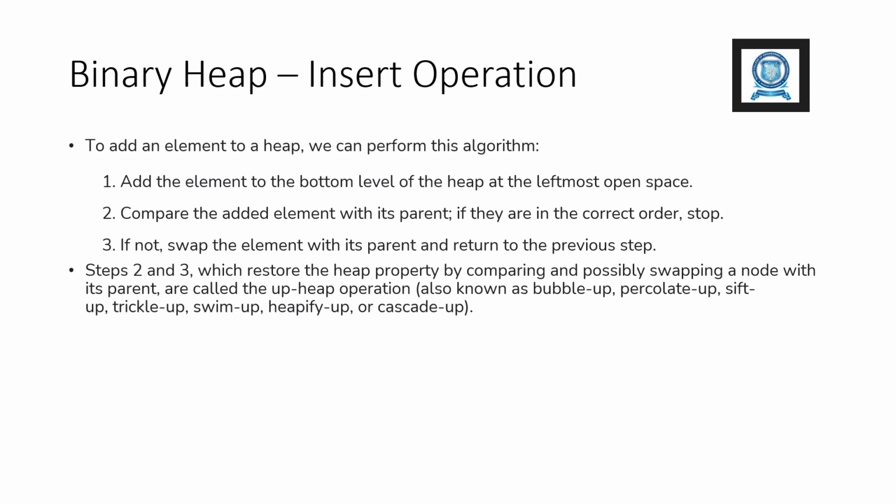To add an element to a heap, we can perform this algorithm. Add the element to the bottom level of the heap at the leftmost open space. Compare the added element with its parent. If they are in correct order, stop. If not, swap the element with its parent and return to the previous step. Steps 2 and 3, which restore the heap property by comparing and possibly swapping a node with its parent, are called the upheap operation. It is also known as bubble up, percolate up, shift up, trickle up, swim up, heapify up, or cascade up operations.